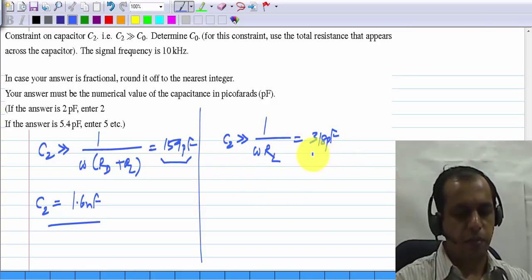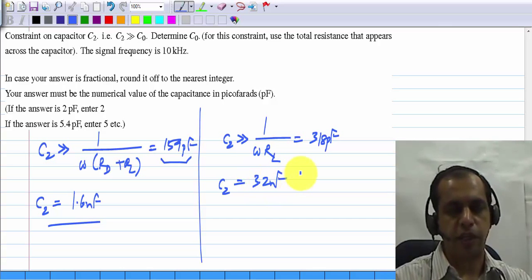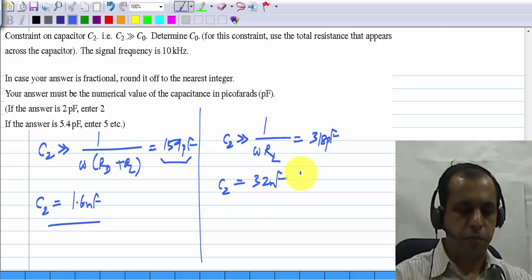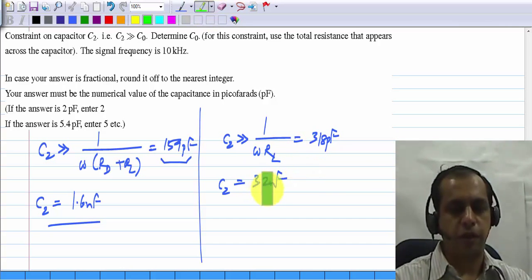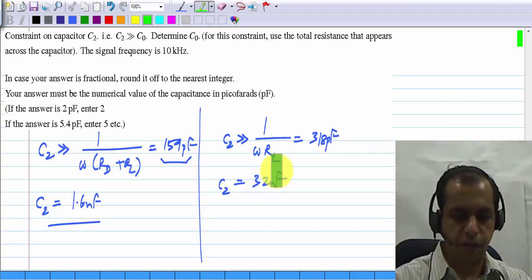So in this case, this constraint is double that one, and in reality you may use C2 to be about 3.2 nanofarads or so. That is 10 times that one. Because it's an inequality, the exact value of this is not important. Maybe you can use 4 nanofarad or something like that.